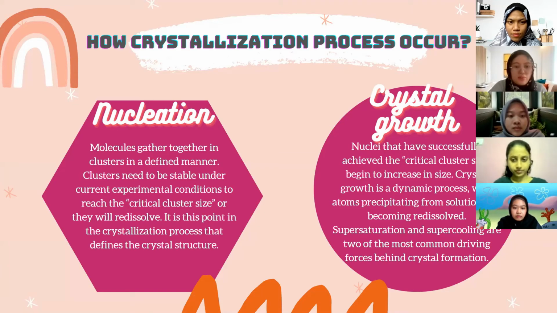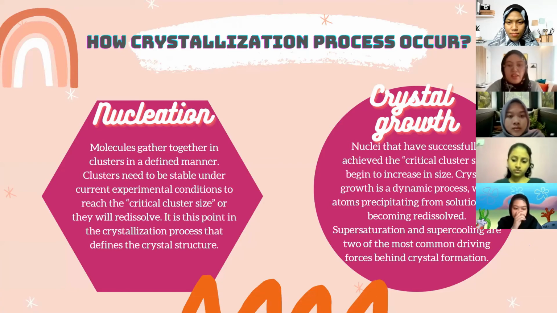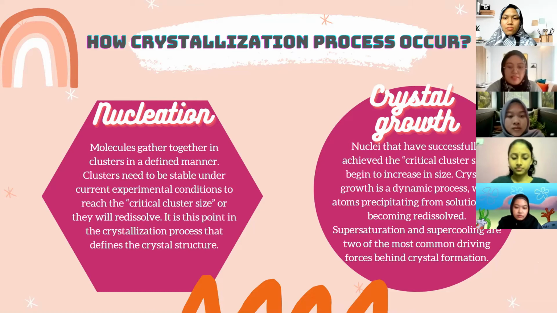Okay, how does the crystallization process occur? There are two steps, nucleation and crystal growth. In nucleation, molecules gather together in clusters in a defined manner. Clusters need to be stable under current experimental conditions to reach the critical cluster size, or they will dissolve. It is this point in the crystallization process that defines the crystal structure. While in crystal growth, nuclei that have successfully achieved the critical cluster size begin to increase in size. Crystal growth is a dynamic process, with atoms precipitating from solution and becoming redissolved. Supersaturation and supercooling are two of the most common driving forces behind crystal formation.